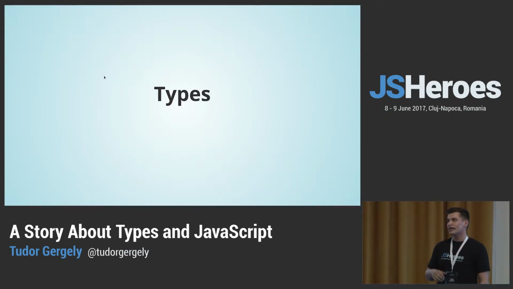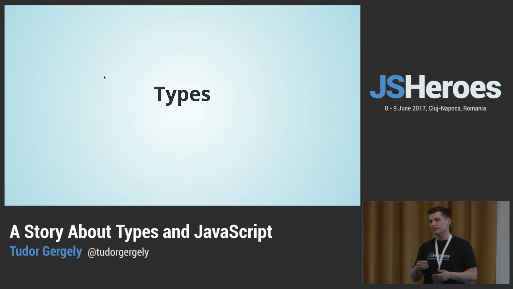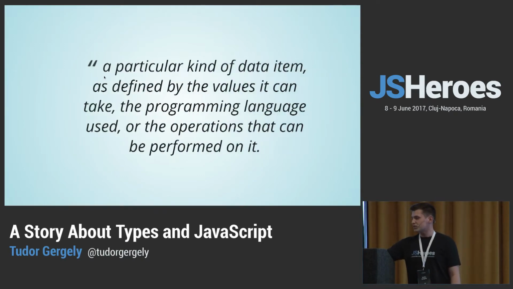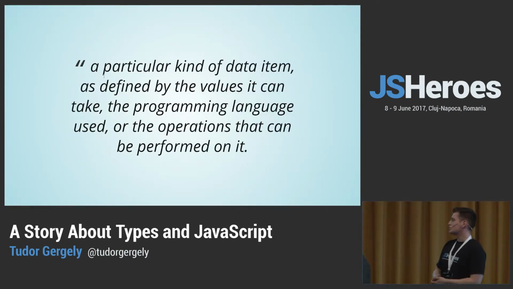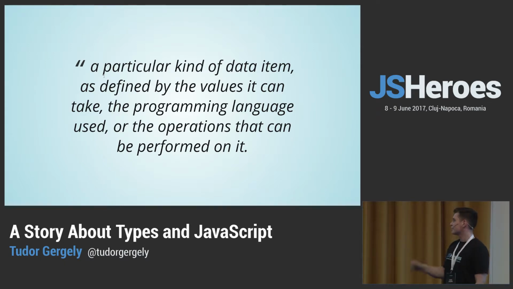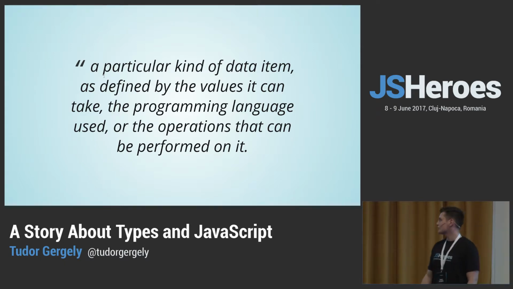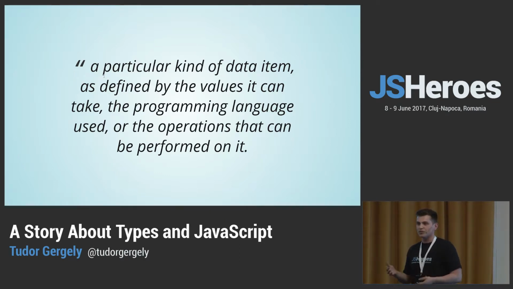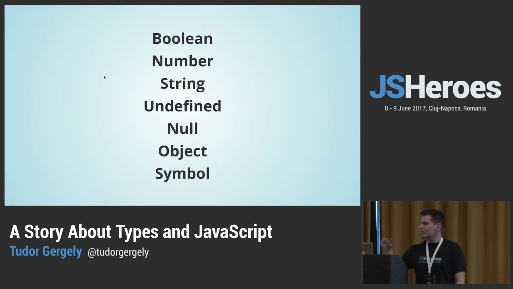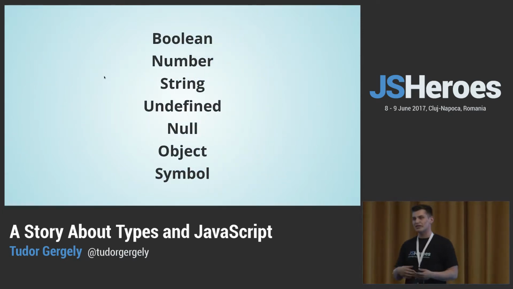I mean, JavaScript has types. Types are there even if you don't specify them. They don't just go away. And they're really, really important because, let's say, this is a simple academic definition: a particular kind of data item as defined by the values it can take, the programming language used, or the operations that can be performed with it. Blah, blah, blah, really boring. I don't know it by heart. You shouldn't.